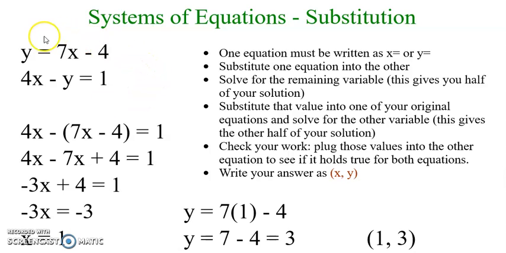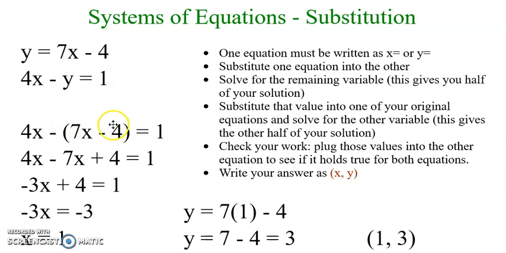So we're going to take y equals 7x minus 4, and since 7x minus 4 must be equal to y, we're just going to substitute that part of our equation down into our other equation for y. So now we have 4x minus (7x minus 4) is equal to 1. We're taking this, plugging it in here, and now we get just one equation, and we only have one variable, x. So now we've set it up so that we can solve for x. Now we're going to just get x by itself.